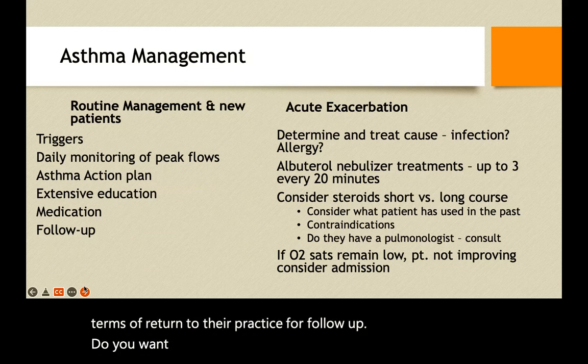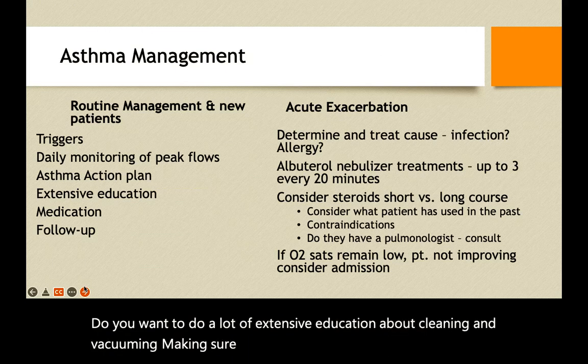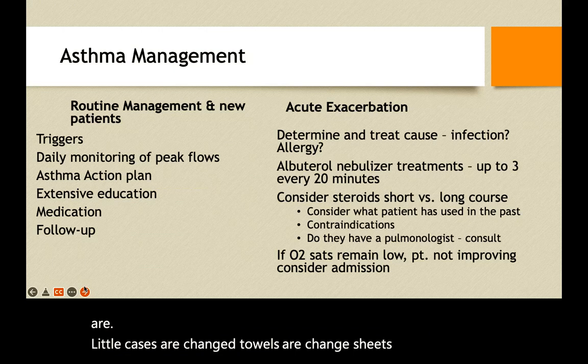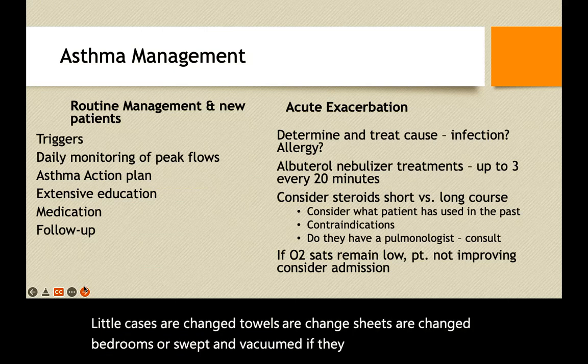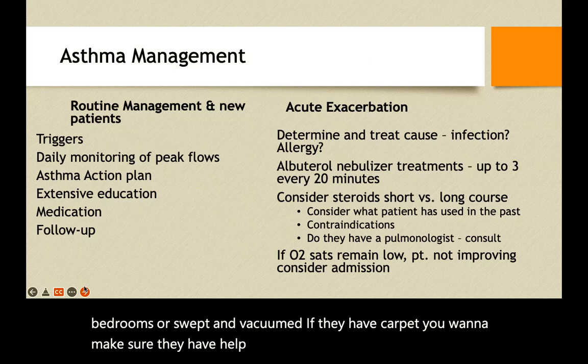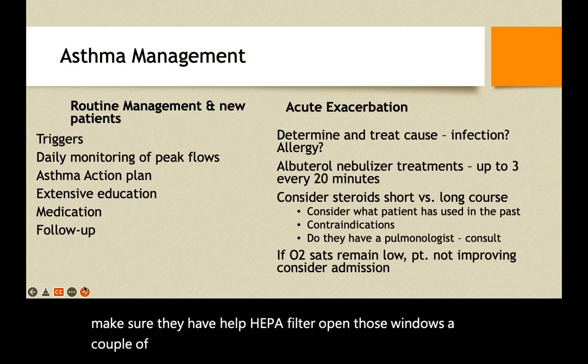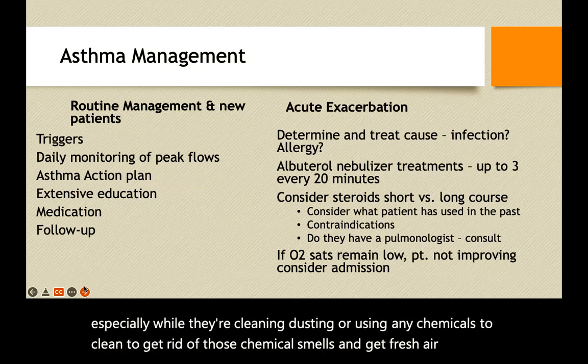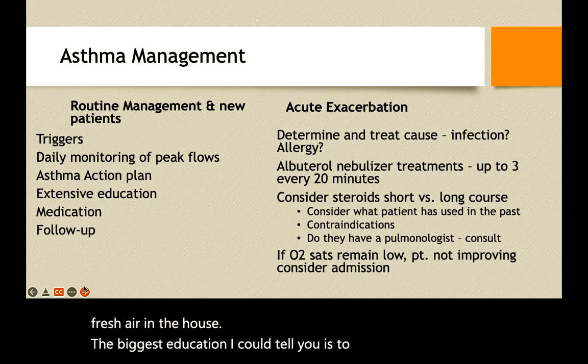You want to do a lot of extensive education about cleaning and vacuuming, making sure their bedroom is well vacuumed, pillowcases are changed, towels are changed, sheets are changed, bedrooms are swept and vacuumed. If they have carpet, you want to make sure they have a HEPA filter. Open those windows a couple of times a week just to get fresh air, especially during the winter, especially while they're cleaning, dusting, or using any chemicals to clean, to get rid of those chemical smells and get fresh air in the house. The biggest education I can tell you is to just make sure they're cleaning their bedrooms.